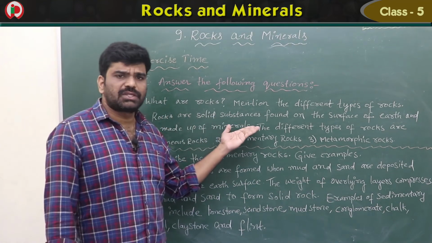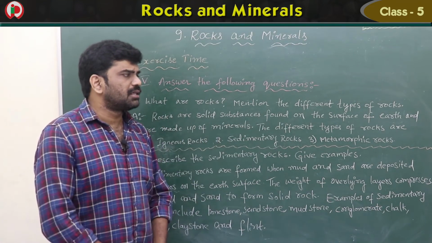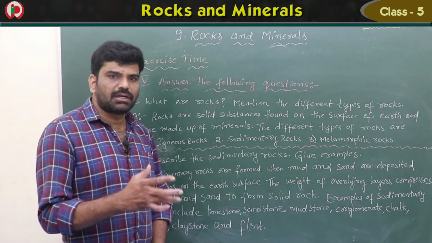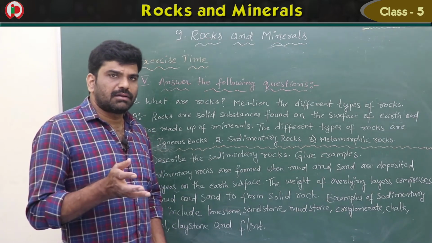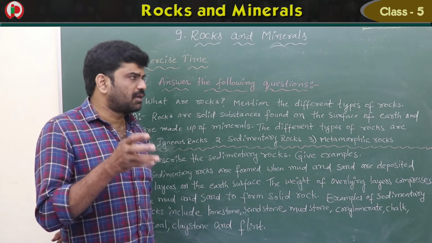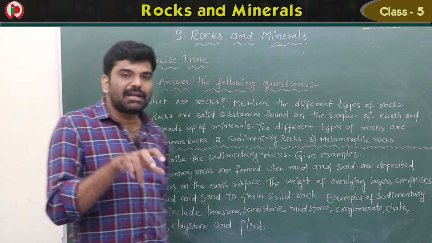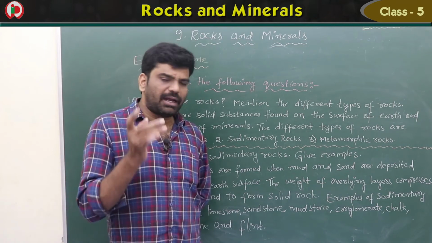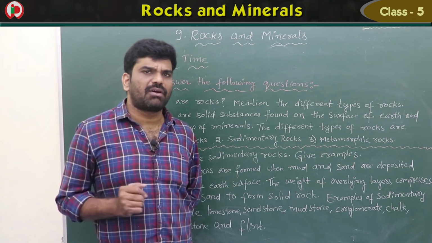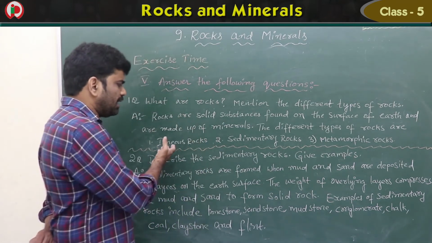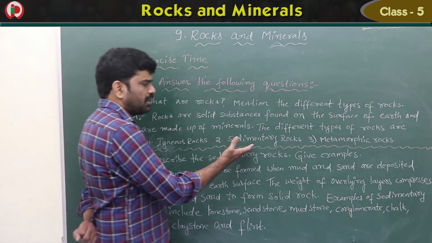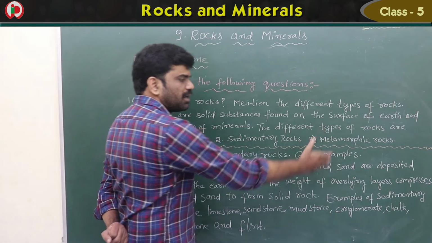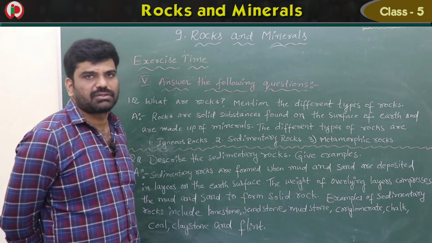Rocks are solid substances found on the surface of earth. So you know that the rocks are solid substances found on the surface of earth and are made up of minerals. And the three different types of rocks are, first one, igneous rocks, second one, sedimentary rocks, third one, metamorphic rocks.